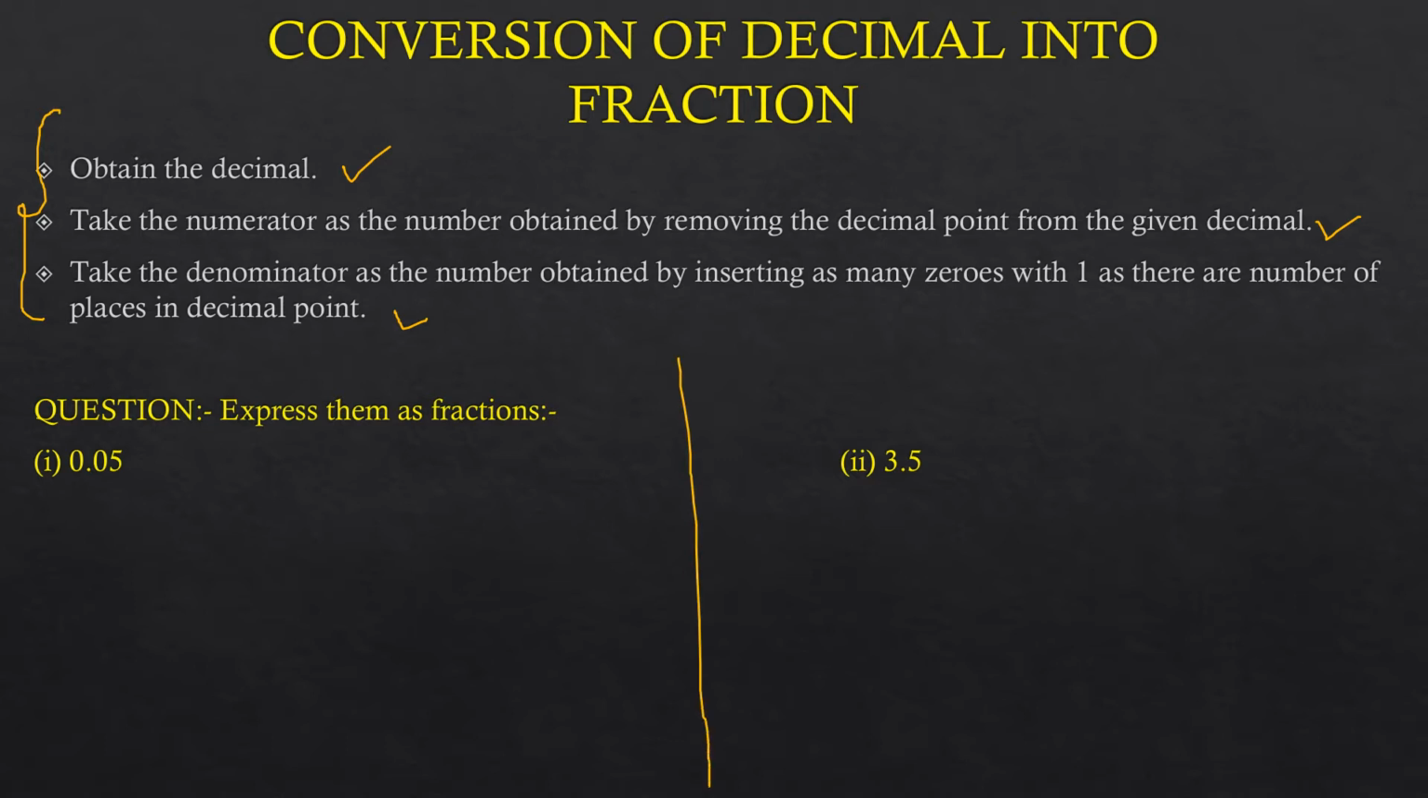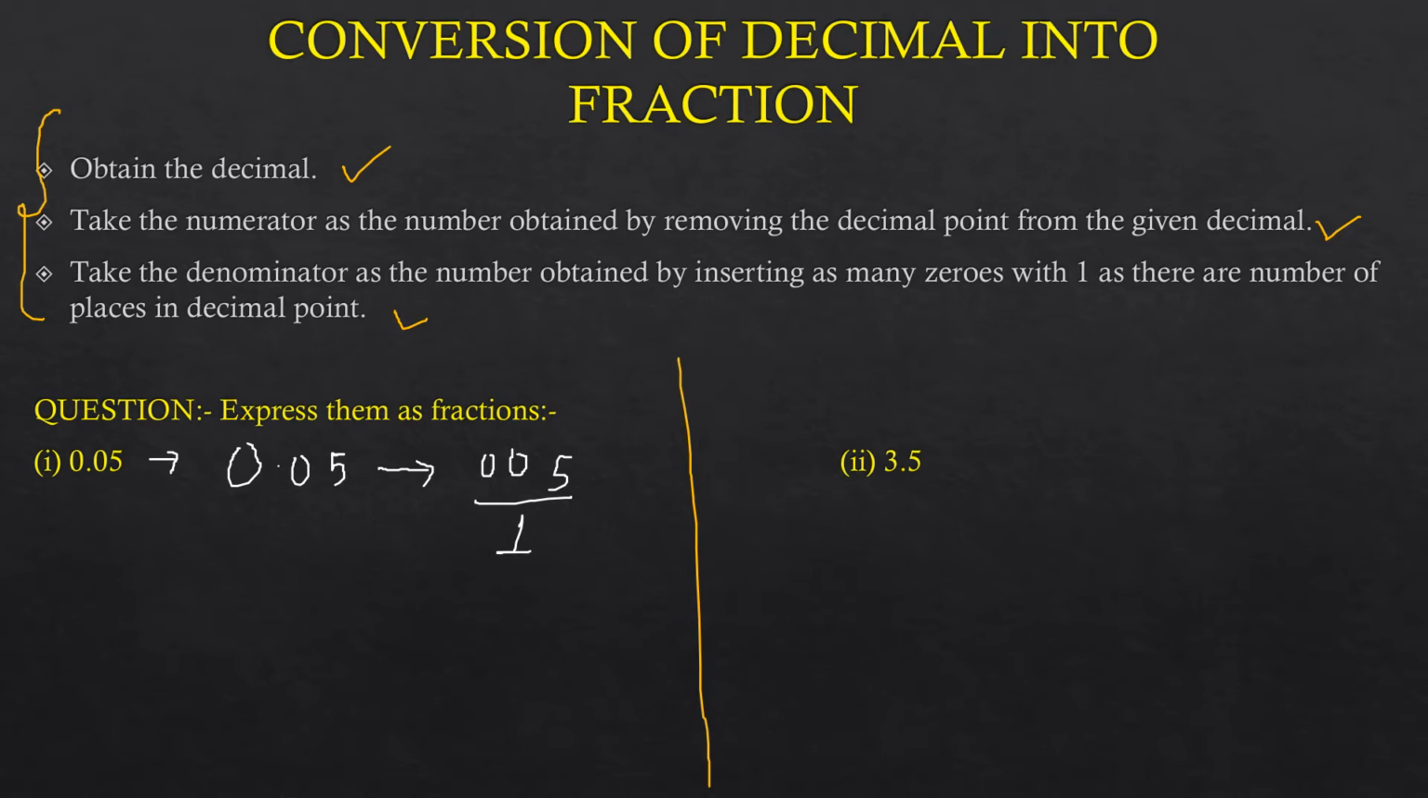The first question given here is 0.05. The first step is obtain the decimal, so let's write it. We have obtained the decimal, that is 0.05, and the second step says take the numerator as the number obtained by removing the decimal point from the given decimal. If you remove the decimal point, you are left with 005, and you can write it as 005 upon 1 because 1 will not change its value.